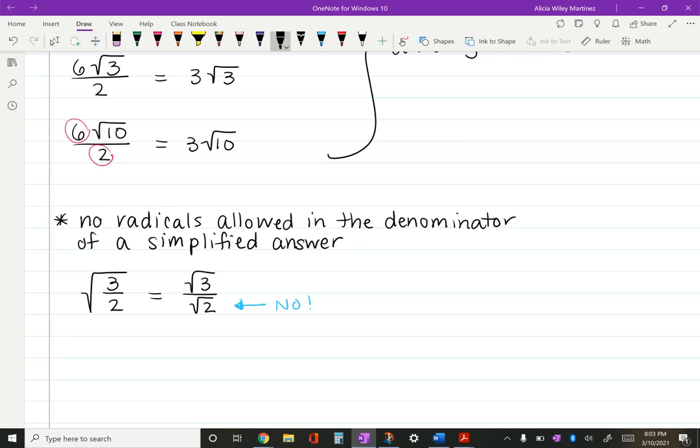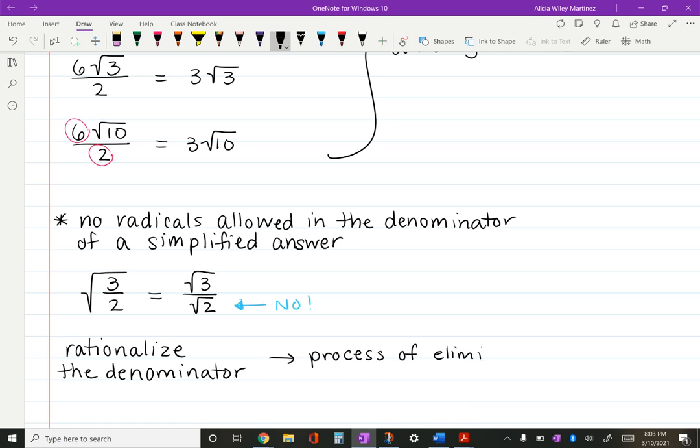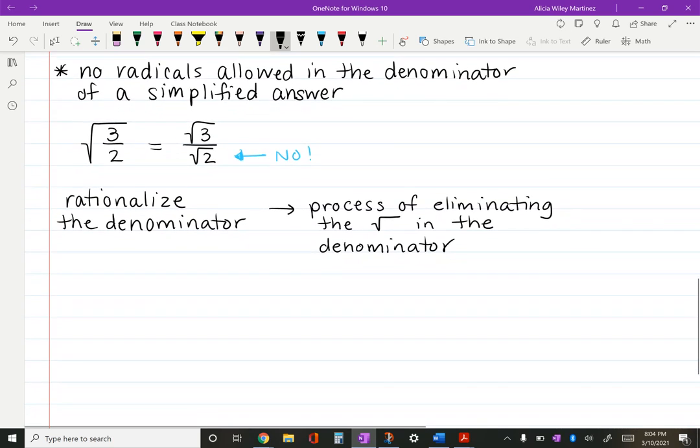So what we are going to do is what's called rationalize the denominator. It's kind of a long name, but that's what they call it. And this process is the process of eliminating the square root in the denominator. Okay, so I'm going to show you how to do this on just a couple of examples.